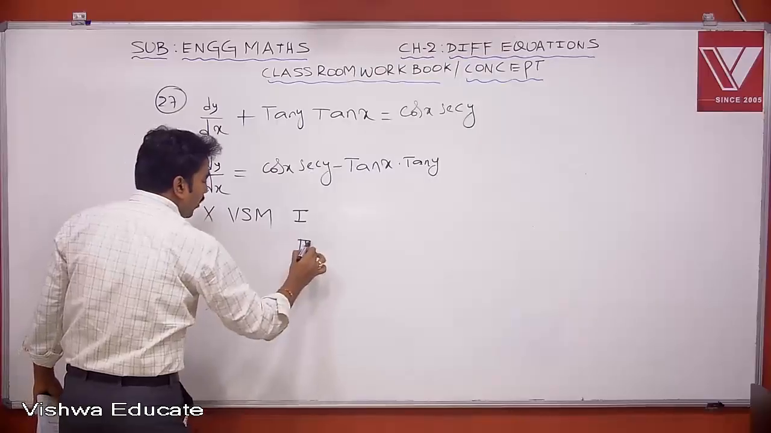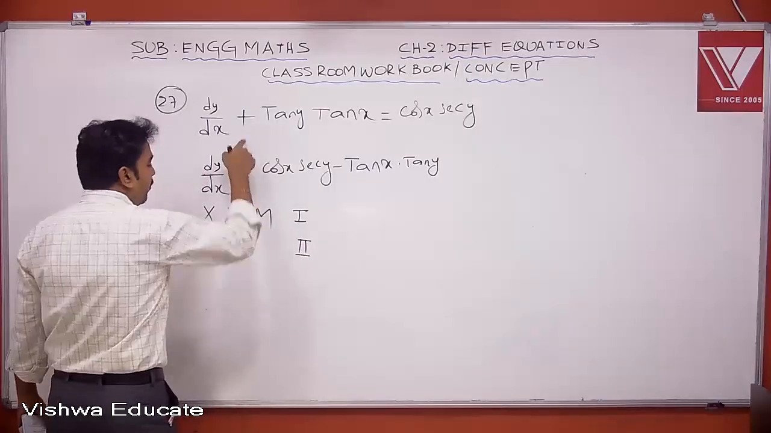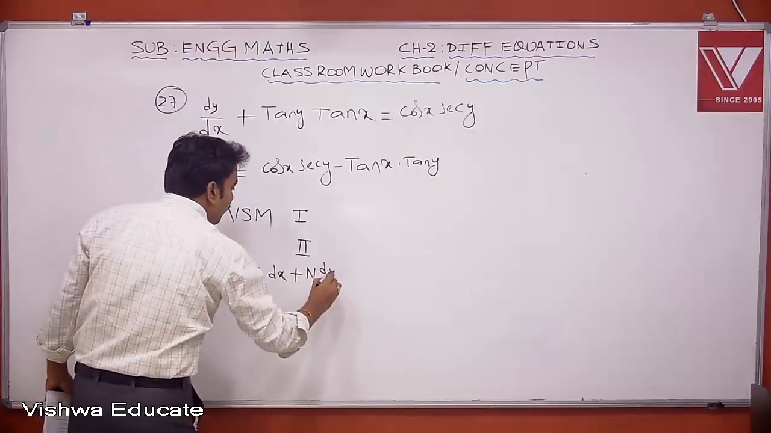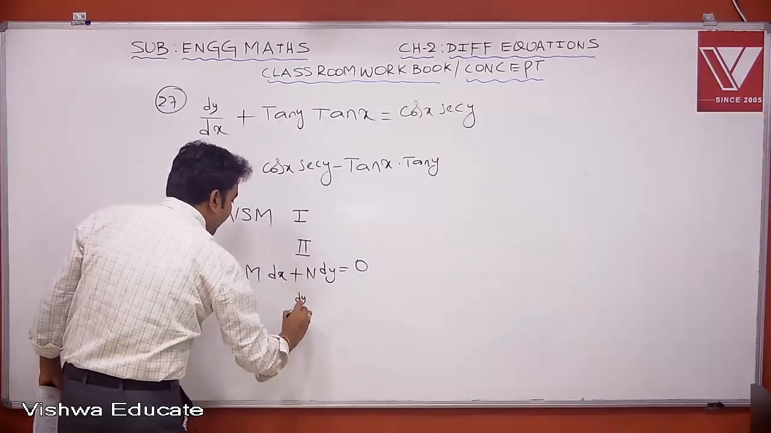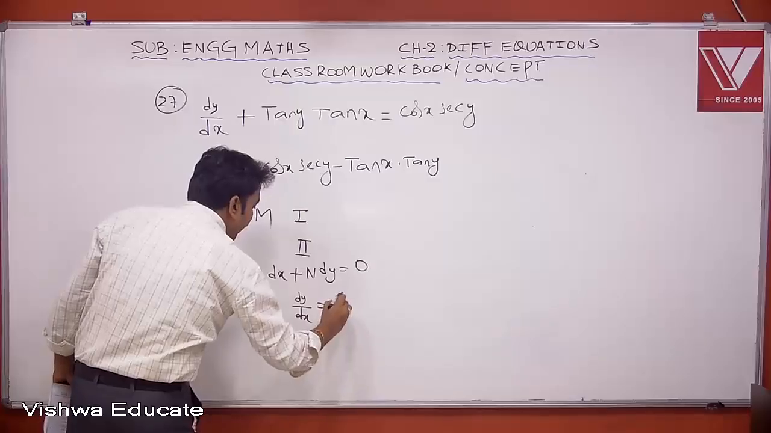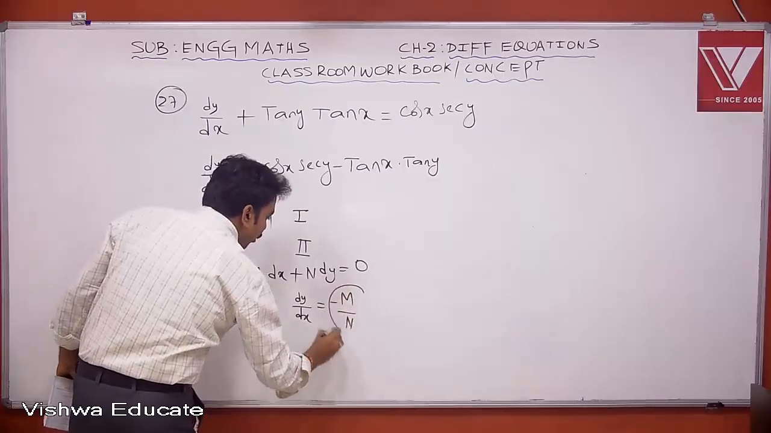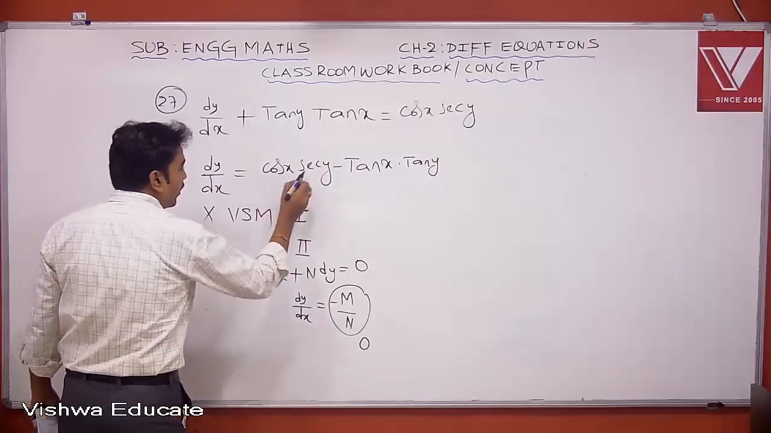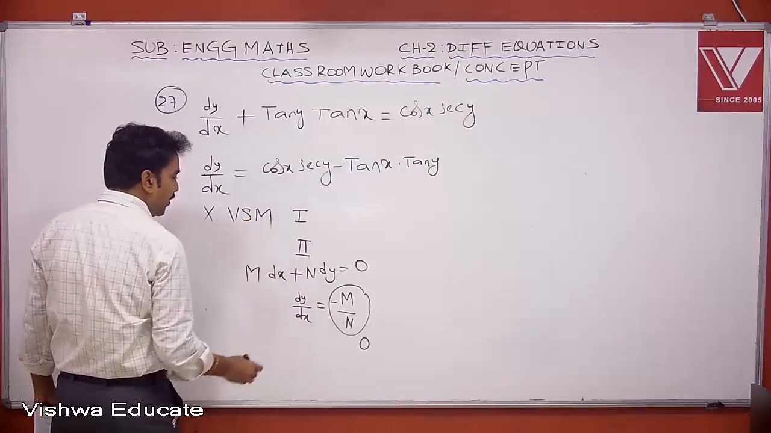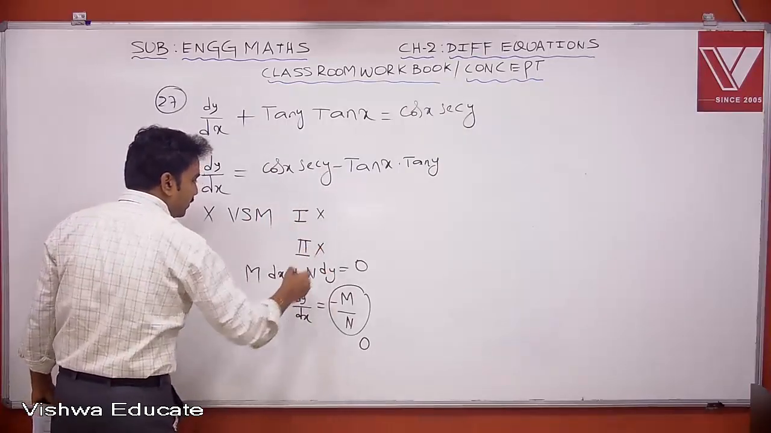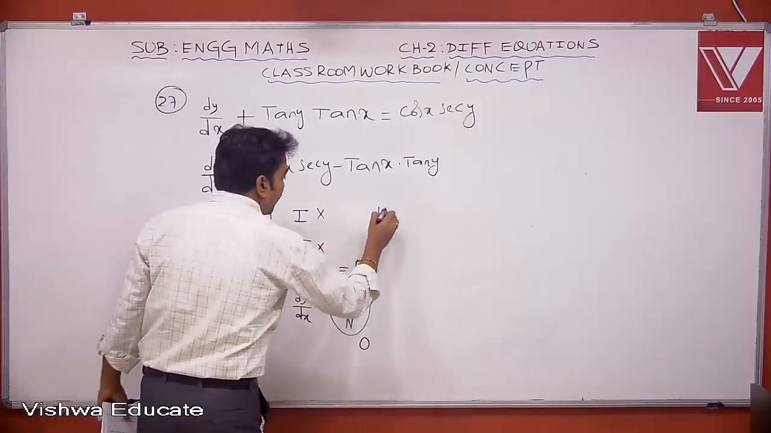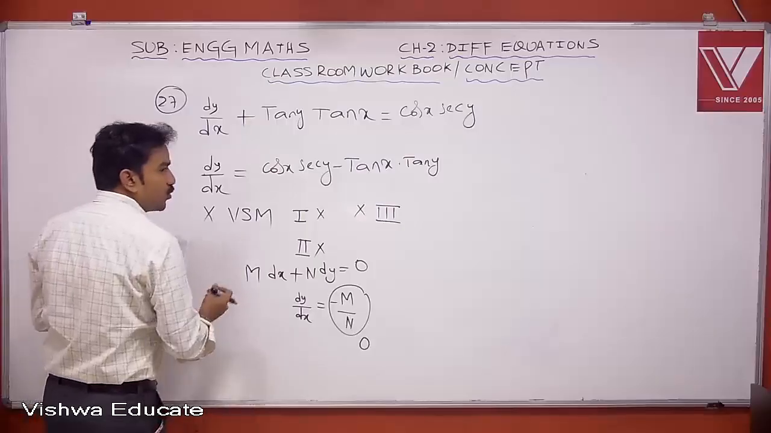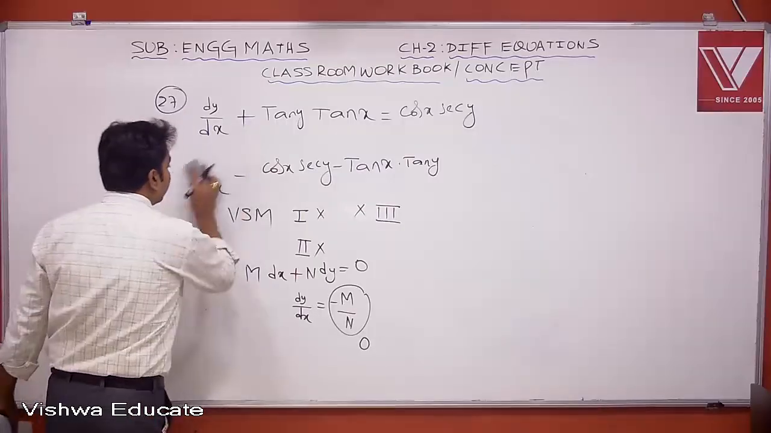For method 2, what is required is that it is in the form M dx plus N dy equal to 0. That is, dy by dx equal to minus M by N. So this must be a homogeneous function of degree 0. But when you have trigonometric functions, homogeneous is not possible. So method 2 is also not possible. Method 3 means a substitution method, and even that is not possible. So therefore, let us try to solve this equation in a different way.